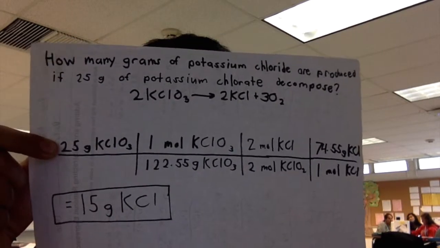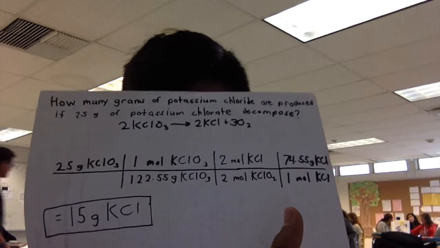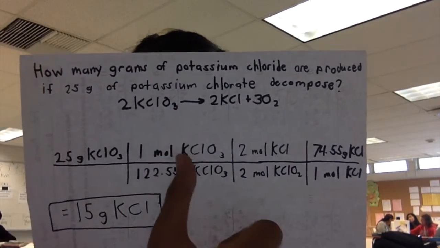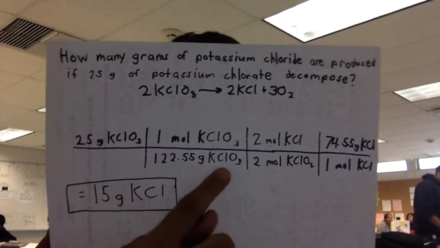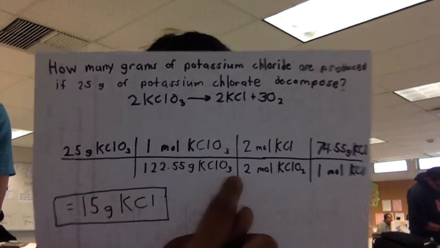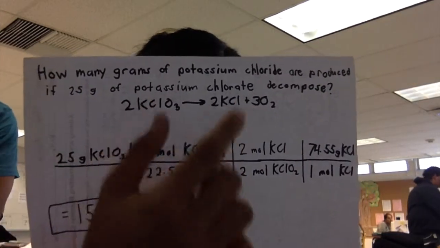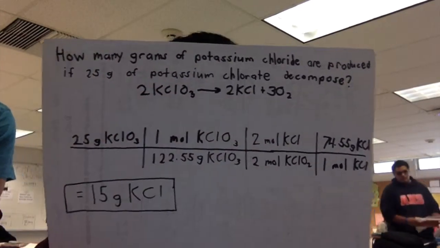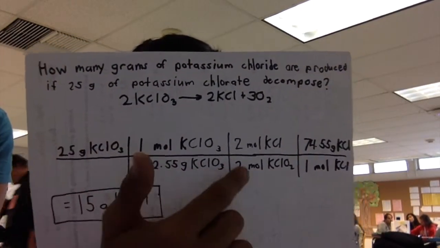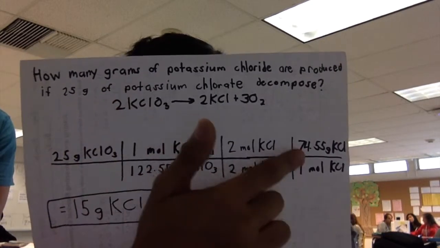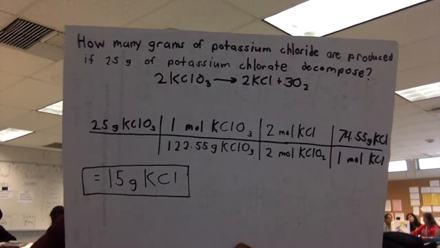So it's 25 potassium chlorate, and I had 4 rows because of mole island, and I got 1 mole of potassium chlorate right here, and I added up all the atomic mass of potassium chlorate down here, there's 1 mole, and I got the 2 here from the problem, which is 2 potassium chlorate and 2 potassium chloride. And what I did was I divided, and then I multiplied up here, which I got 74.55, and I just divided everything up, and I got 15 potassium chloride.